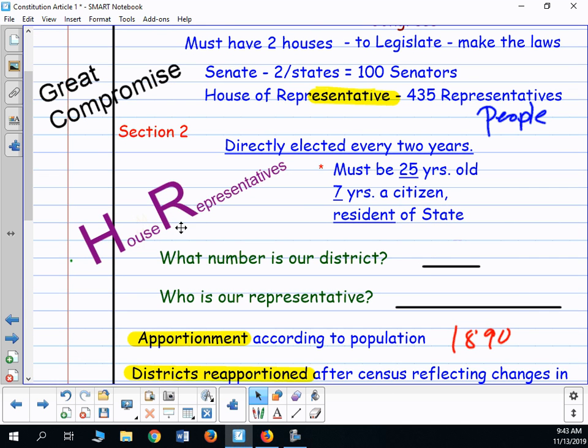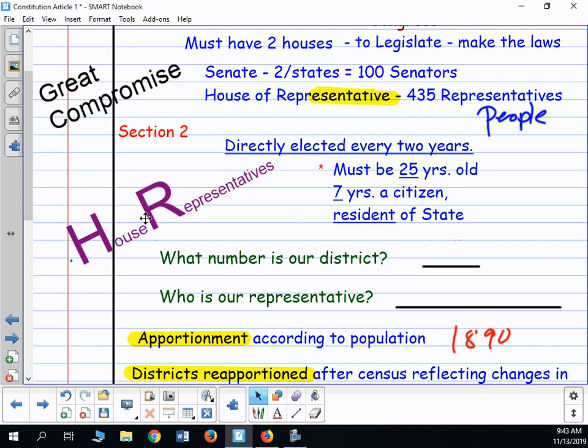Now, Section 2. We're going to talk directly about the House of Representatives. This is what we're focusing on. The House of Representatives are directly elected every 2 years. They must be at least 25 years old. They have to be 7 years a citizen and a resident of the state that they're being voted from. Okay, so they are directly elected. That means everybody has an opportunity to vote for the representatives from their state.